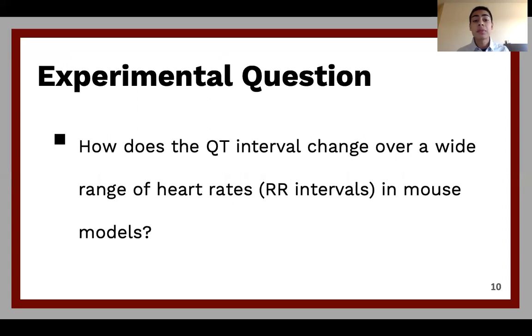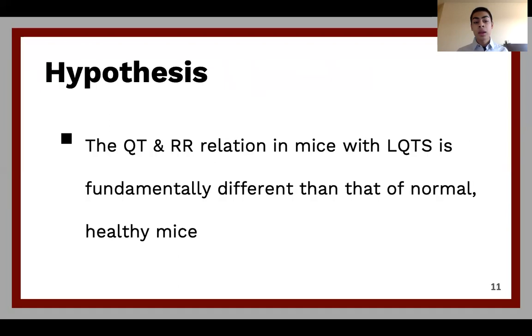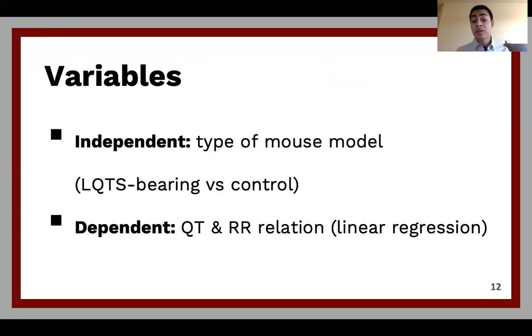And so for my formal experimental question, I looked at how does the QT interval change over a wide range of heart rates or RR intervals in mouse models. I wasn't able to test this on humans, of course. So I hypothesized that the QT and RR relation in mice with long QT syndrome is fundamentally different than that of normal healthy mice. So I had 12 total mice, which I'll discuss in the variables.